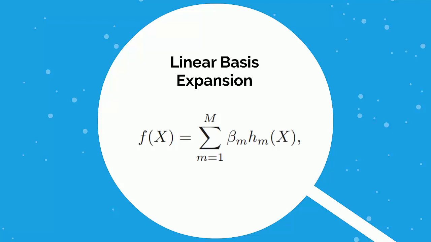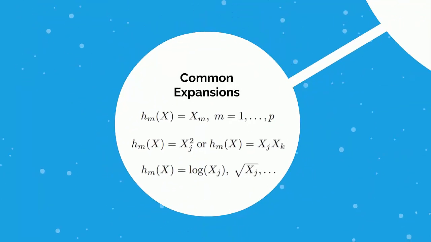And also, we can have more than just one basis expansion. So we're also going to have a summation here from 1 to capital M, M being the total number of bases that we are going to use. The beauty of this approach is that once the basis functions h of m have been determined, the models are linear in these new variables, and the fitting proceeds as before when we were doing linear regression or linear classification. So let's take a look at some common examples of basis expansions.